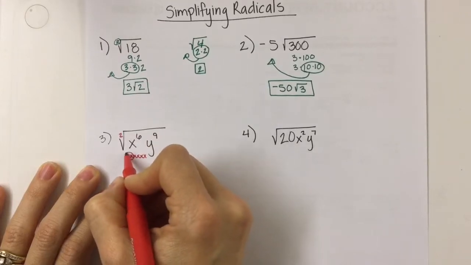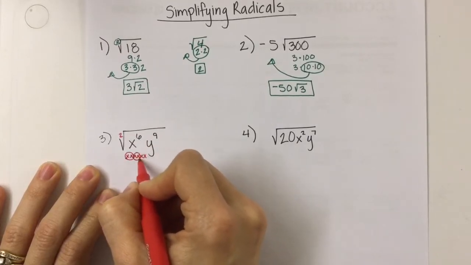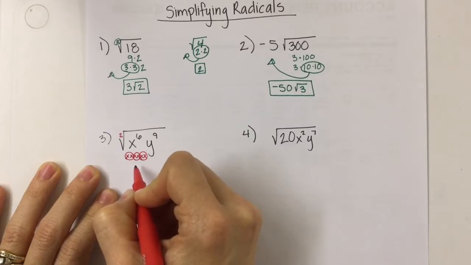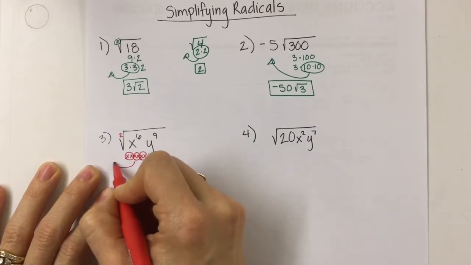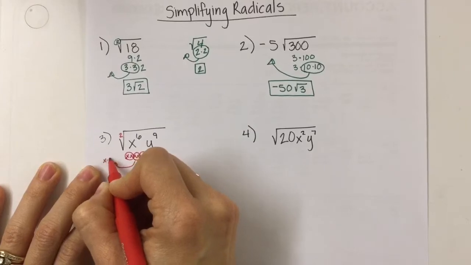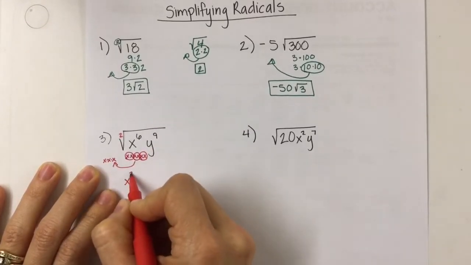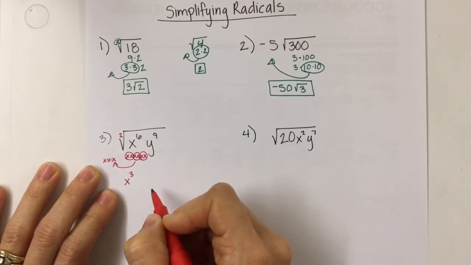So this would be an x times an x, an x times an x, and an x times an x. I have 3 pairs of x's. So when those pairs come out, I have 3 pairs that are coming out, giving me an x cubed outside.